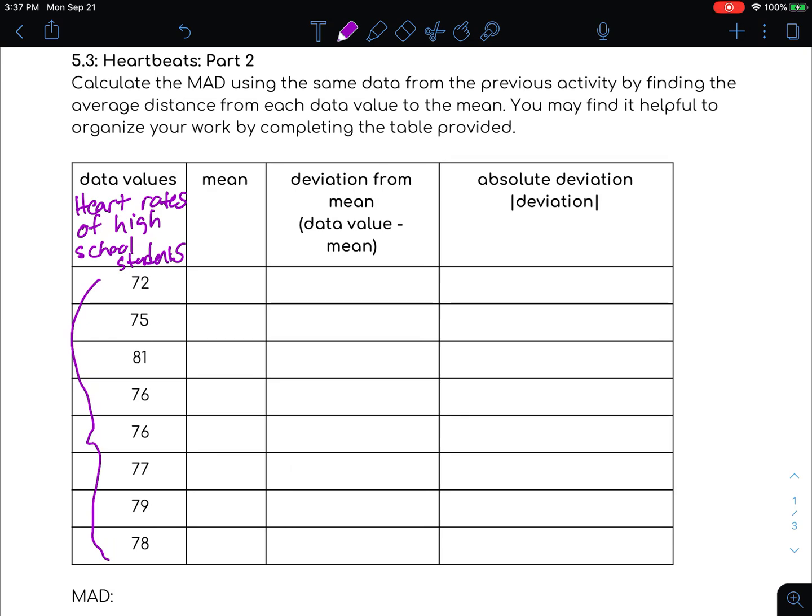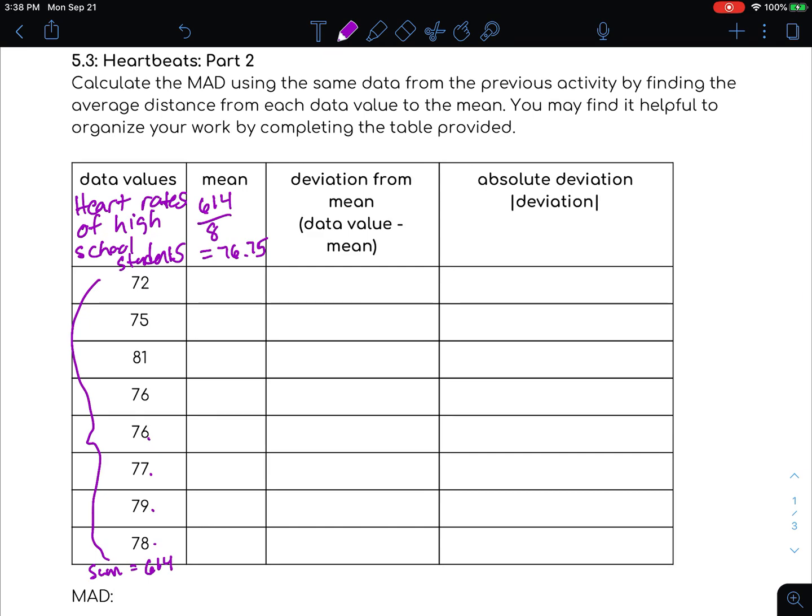I did a little bit of work ahead of time here, so I kind of did the calculations. But 72 plus 75 plus 81 plus 76 plus 76 plus 77 plus 79 plus 78. If you add those up, you get a total or a sum. I'm just going to write it kind of small on the bottom here of 614. So the mean would just be adding them up and dividing by how many there are. So 614 divided by 8 is 76.75. So the average of all these numbers is 76.75.